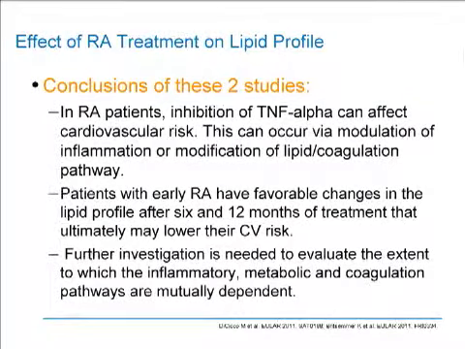So in conclusion of these 2 studies, it looked as if RA patients on anti-TNF therapy can really affect their cardiovascular risk. Whether or not we know the exact mechanism of how this happens, we're probably not sure, but this can either occur through modulation of inflammation or modification of the lipid coagulation pathways. We also noted that patients with early RA have favorable changes in the lipid profile after 6 and 12 months of treatment, and that ultimately may lower their cardiovascular risk over a lifetime.